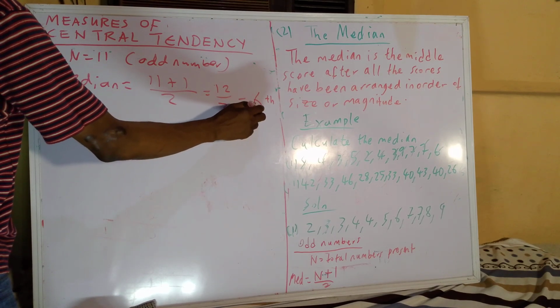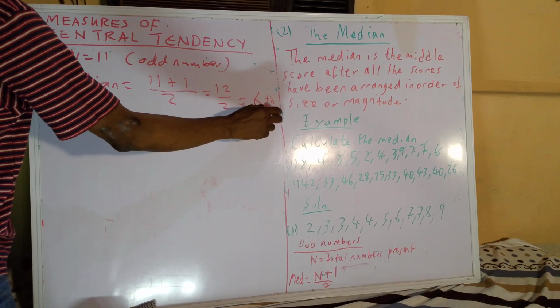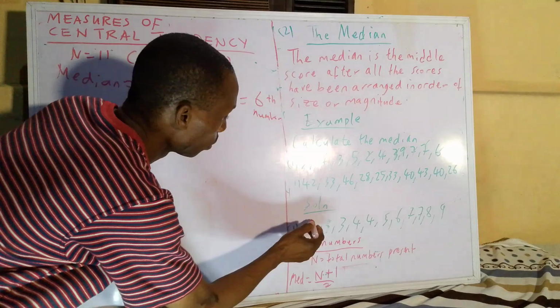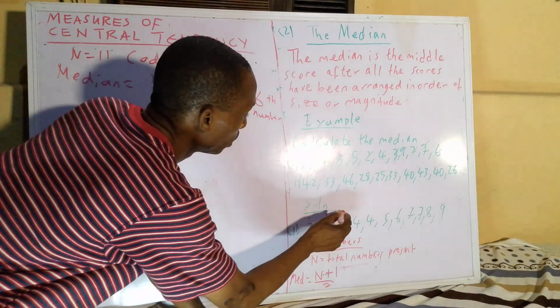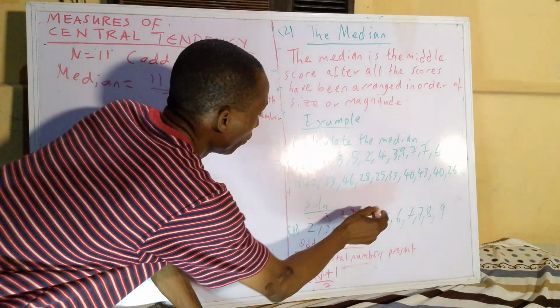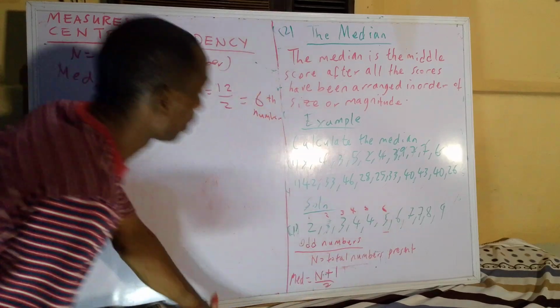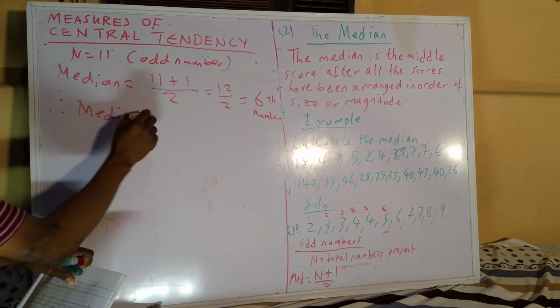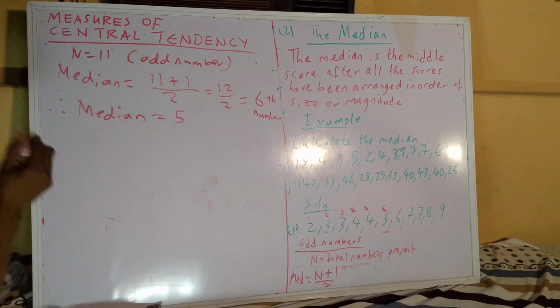The sixth number is your median. So from that arrangement, we will now count 1, 2, 3, 4, 5, 6. So this is the sixth number. So our answer, the median. Therefore, the median is equal to what? 5. That's the answer to that one.